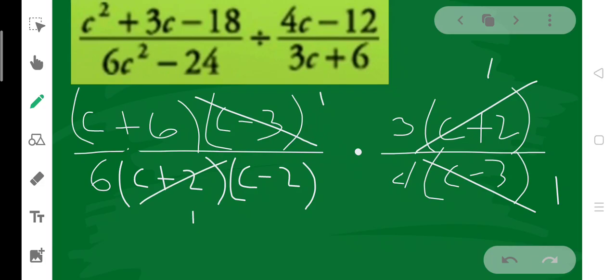Okay. Then, what else? We have 3. 3 divided by 3 is 1. 6 divided by 3 is 2. Okay, so we have c plus 6 times 1 times 1 times 1. So we have c plus 6. Okay, c plus 6.